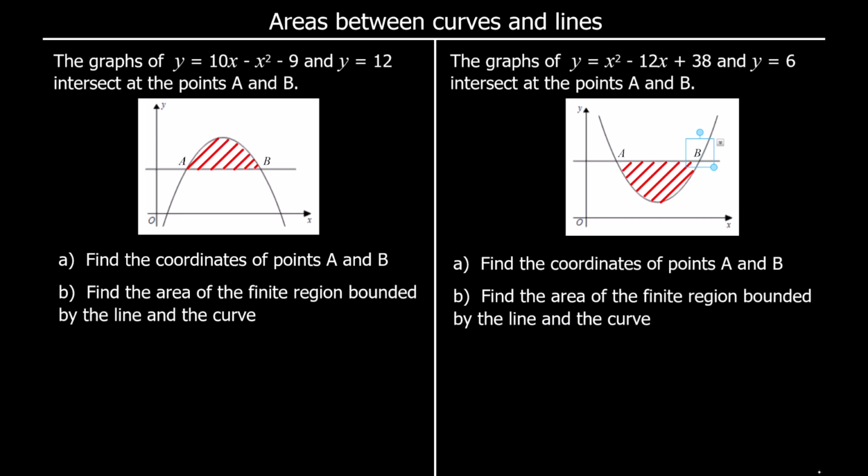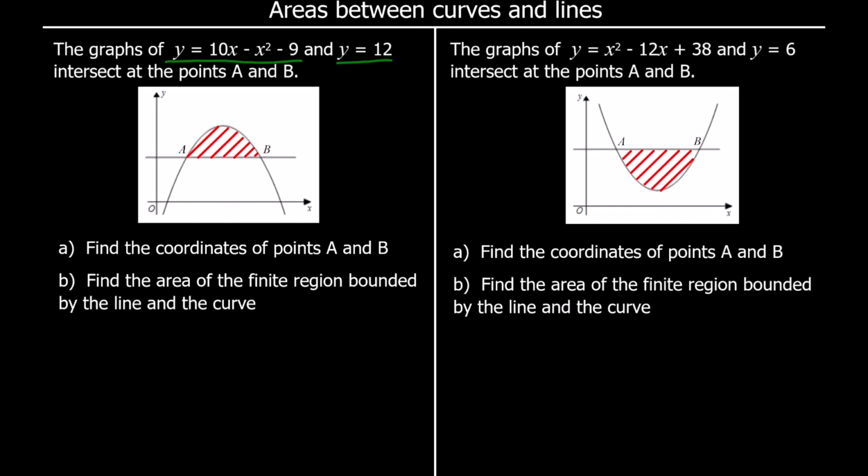Where two lines intersect, we have simultaneous equations. So if we solve these two simultaneous equations, we find the points of intersection. They're both y equals at the moment, so let's make them equal to each other. 12 equals 10x minus x squared minus 9. It's a quadratic, so we're going to make it equal to 0. I'll move everything over to the left side.